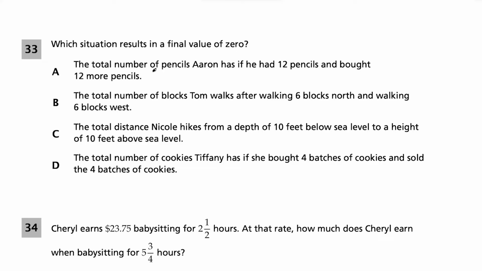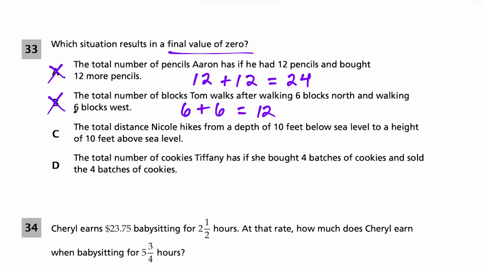So we have for A, the total number of pencils Aaron has if he had 12 pencils and bought 12 more pencils. Well, if he has 12 pencils and buys 12 more, then he'll have 24 pencils. So that would not give us a final value of 0. So A is out. For B, we have the total number of blocks Tom walks after walking 6 blocks north and walking 6 blocks west. Well, if he walks 6 north and 6 west, that's a total of 12 blocks. That's not 0, so B is out. For C, the total distance Nicole hikes from a depth of 10 feet below sea level to a height of 10 feet above sea level.